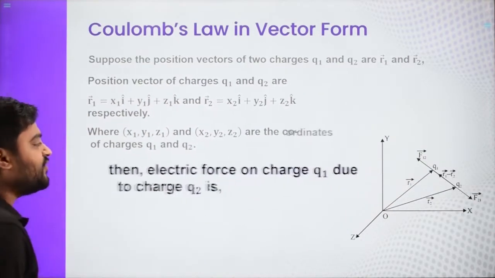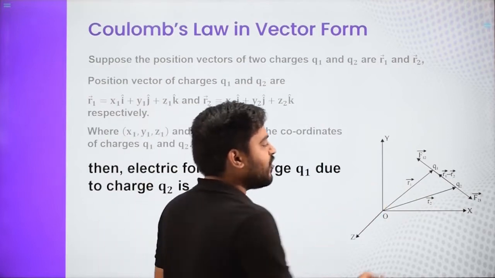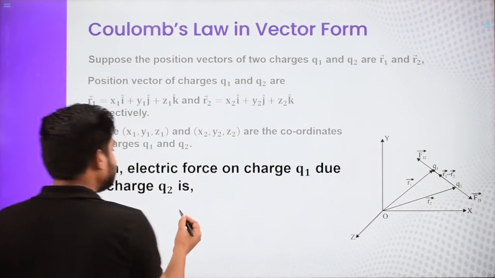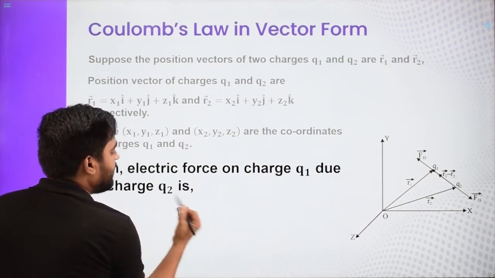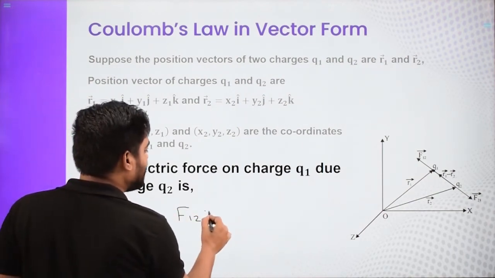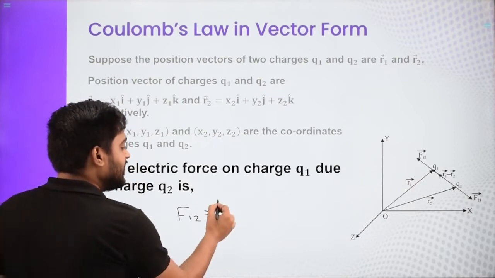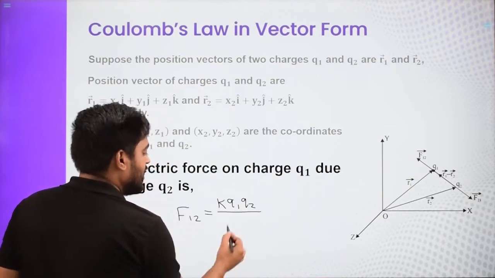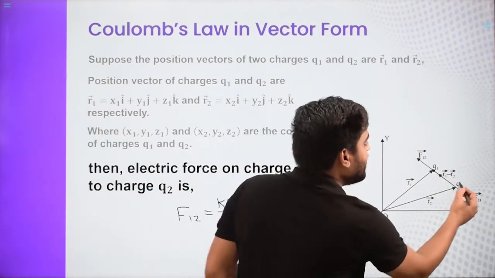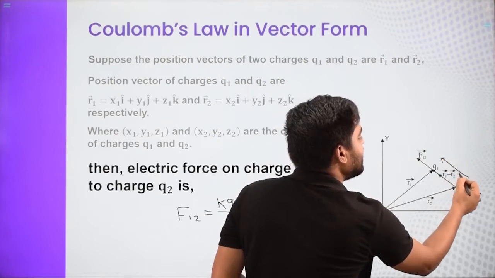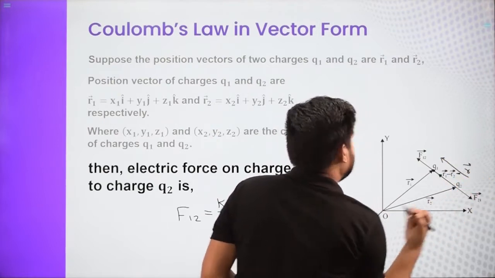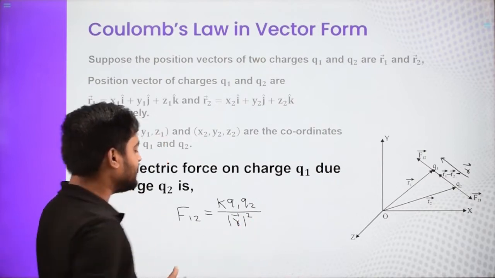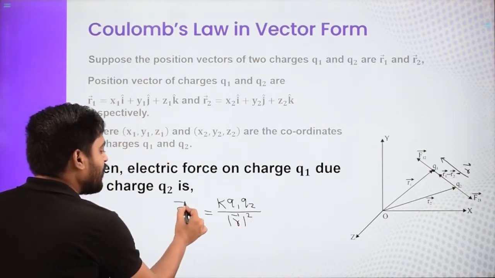Now, when we need to find the force on Q1 due to Q2, I am calling it F12. First, let us find the magnitude. Coulomb's law says that the magnitude is K Q1 Q2 by R squared, where R is the distance between them. So I am treating this vector as the R vector, and I will divide by the magnitude of the R vector, whole squared. So this is the magnitude of force F12.